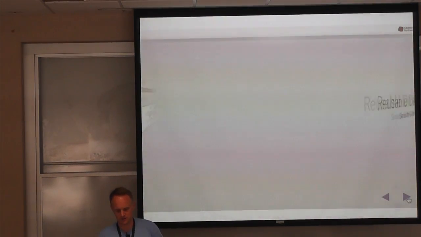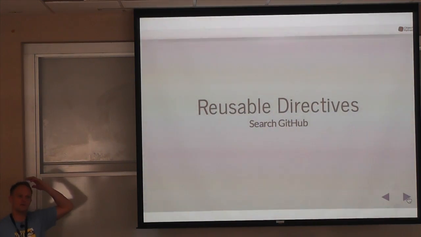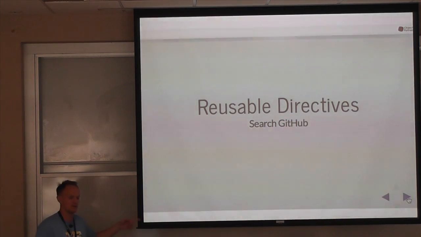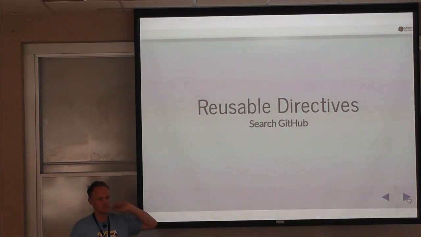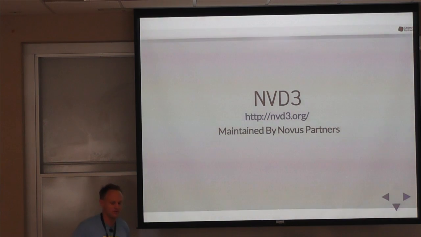The next one is just sort of a quick slide. There's a lot of these. Search GitHub, use Google. If you're looking for a directive to do something, someone may have already, most likely has already done it. So search GitHub, search Google. You can find a lot of these. Before we move on, I just want to mention that you don't always have to roll your own. And we will quickly find NVD3.